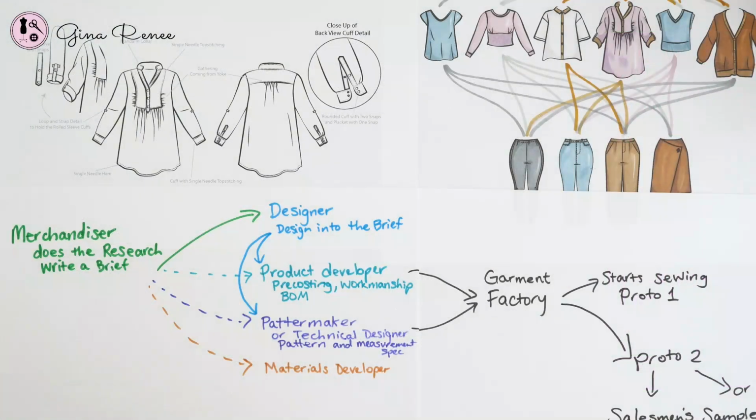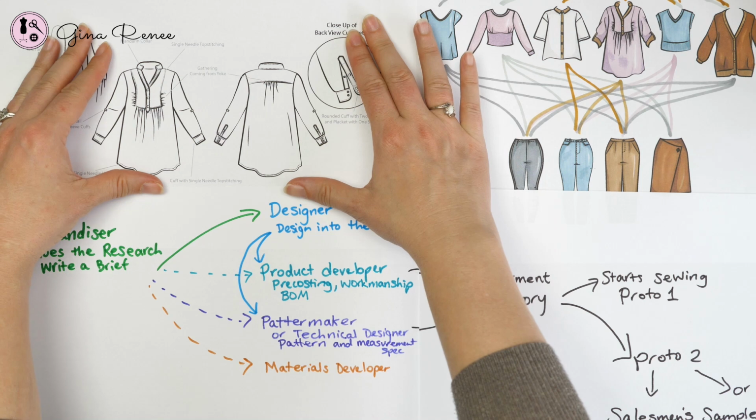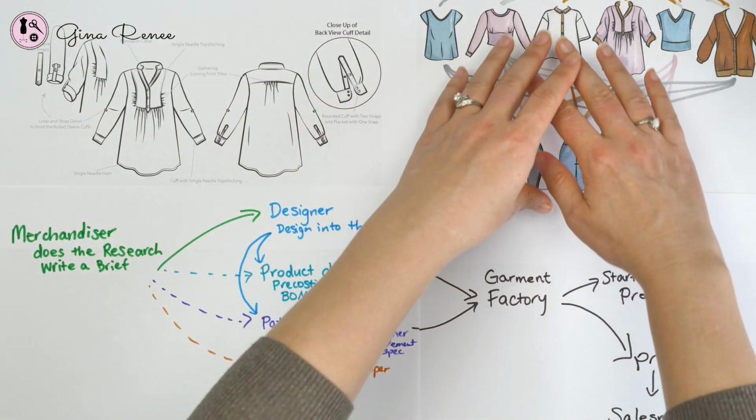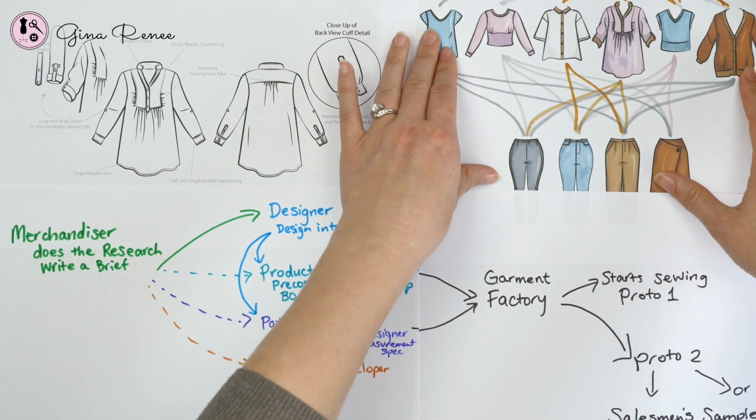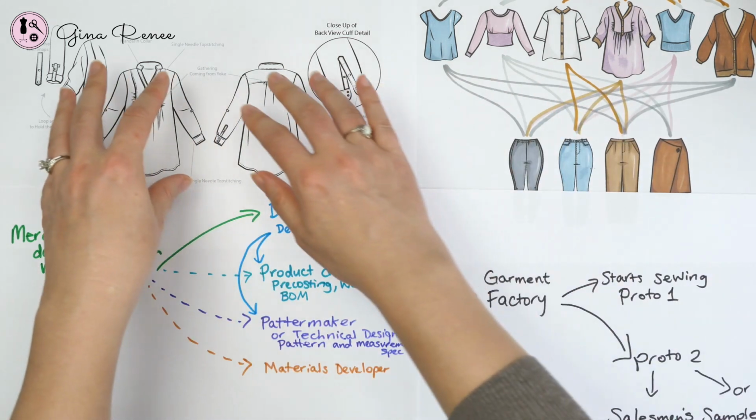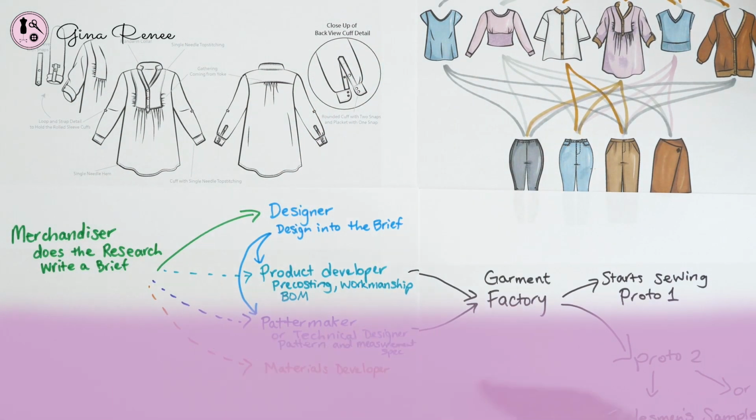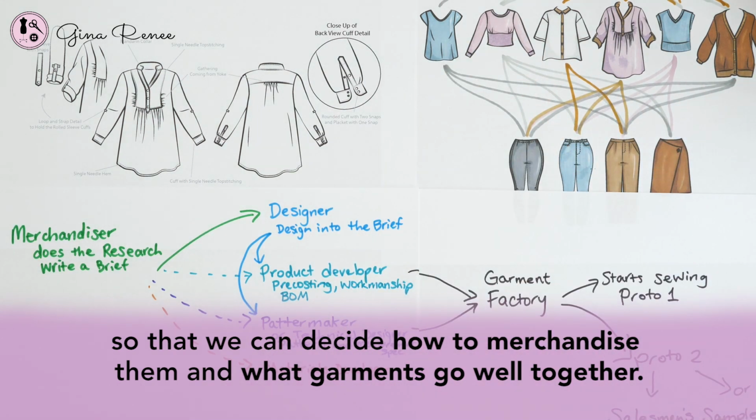We are on page 14 and we're talking about technical flat garment sketch in the garment industry. Besides the technical garment sketch that we need in black and white, we've already talked about coloring up and using all of these sketches for visual purposes in the garment industry. So those exact flat sketches might be rendered up in multiple colors so that we can decide how to merchandise them and what garments go well together.